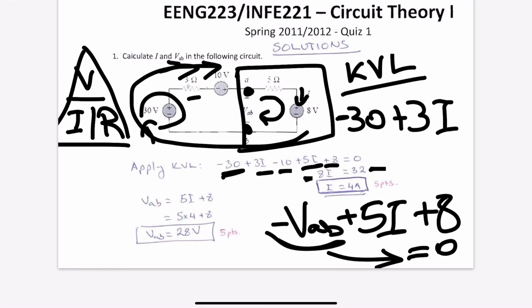So 28 volts is provided in this part of the circuit, as we can see.